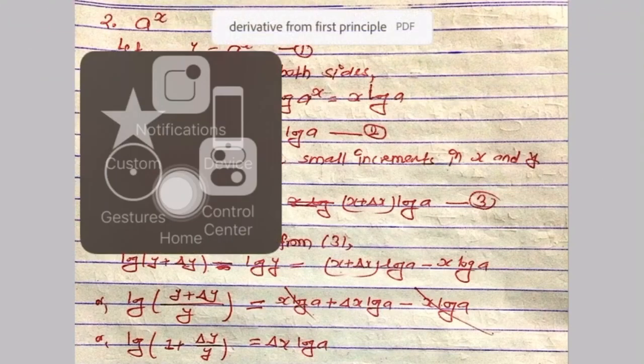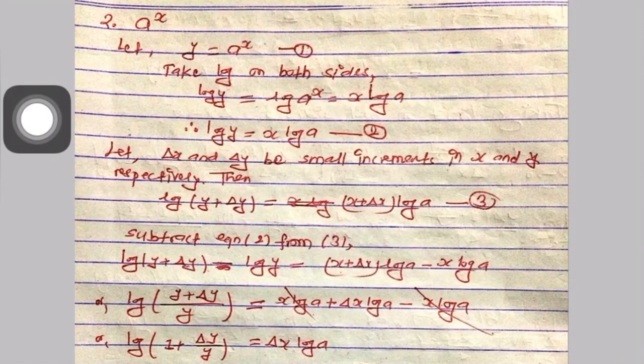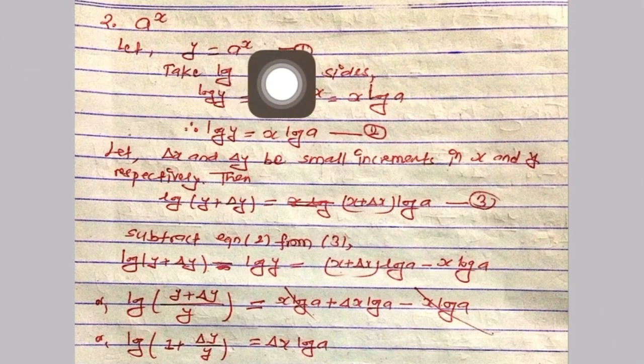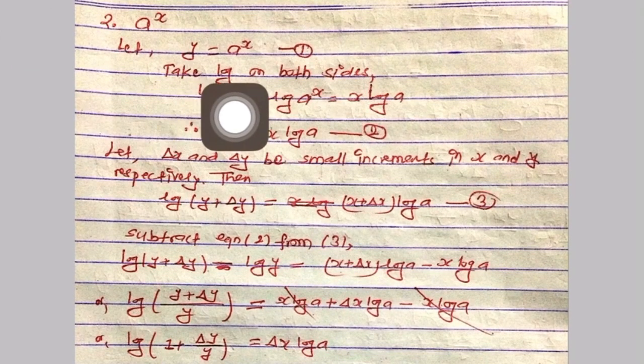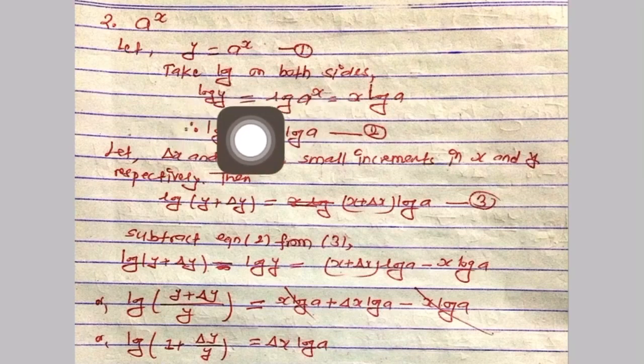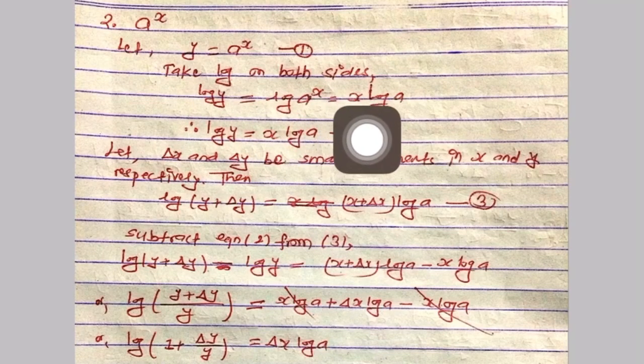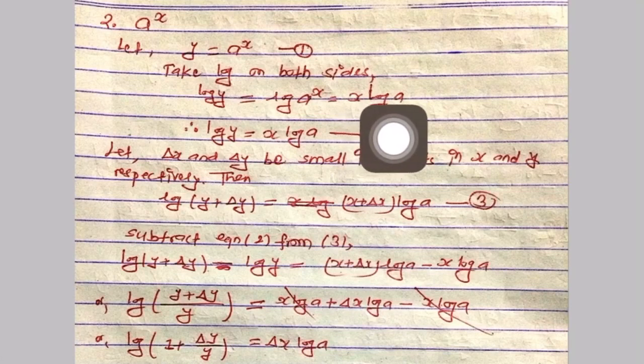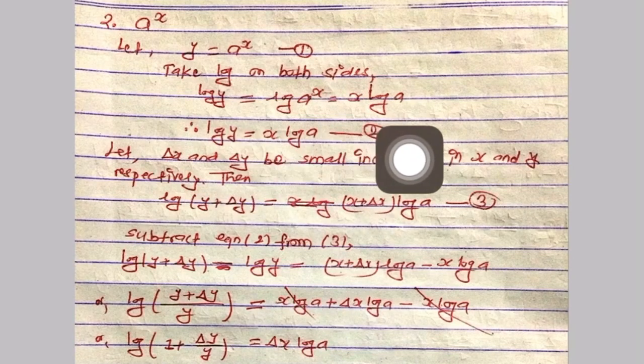So to find the derivative of this function we suppose y is equal to a^x. Let this be equation 1. Take log on both sides, we get log y is equal to log of a^x, and x comes out of the log, so x times log a. So this is equation 2.